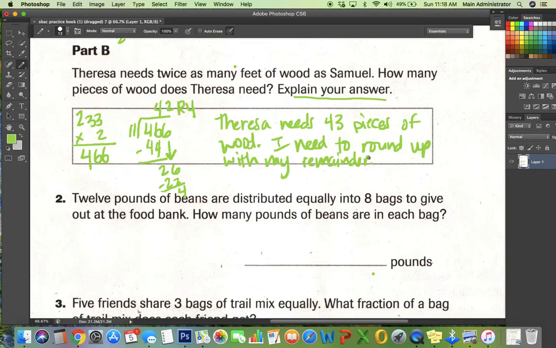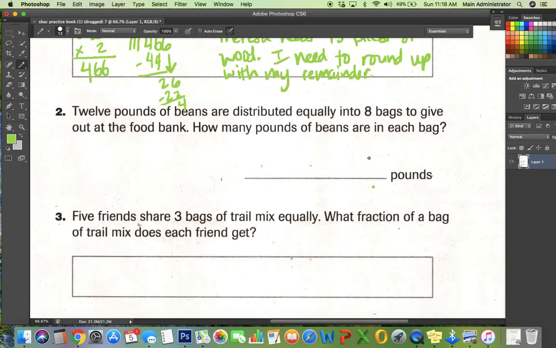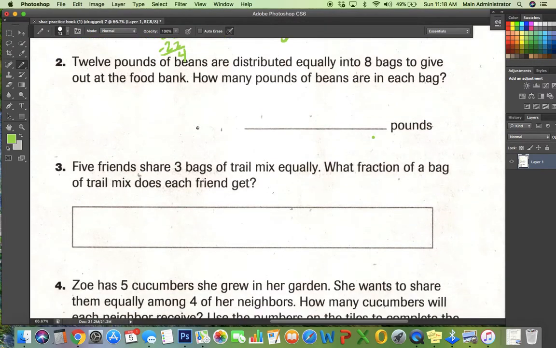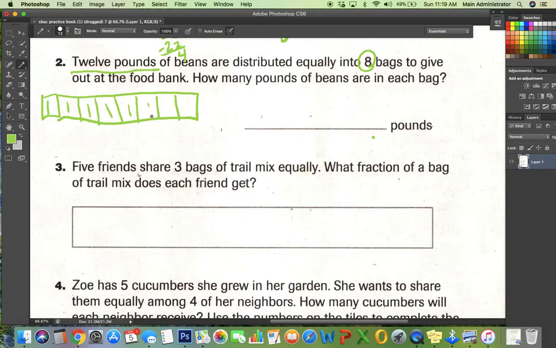Okay, let's take a look at number 2. 12 pounds of beans are distributed equally into 8 bags to give out at the food bank. Okay, I've got 8 bags: 1, 2, 3, 4, 5, 6, 7, 8 bags. I've got 8 bags of food and 12 pounds of beans. Okay, 1 pound, 2 pounds, 3, 4, 5, 6, 7, 8 pounds. That's 8 pounds. I still have 4 pounds left over.